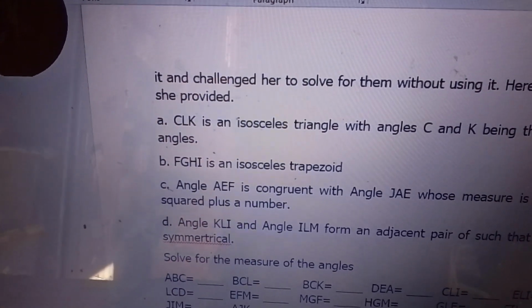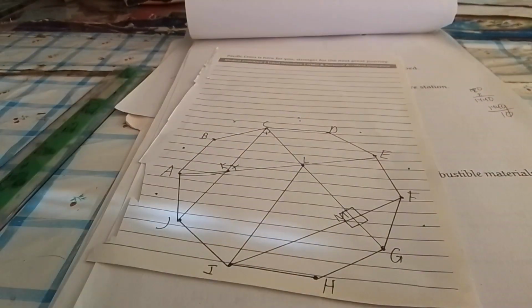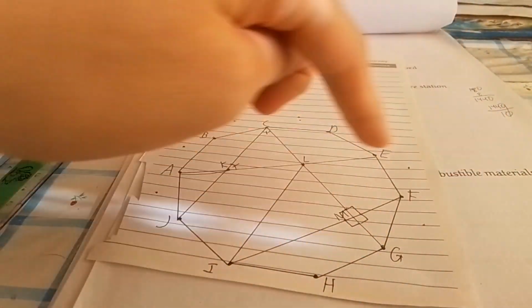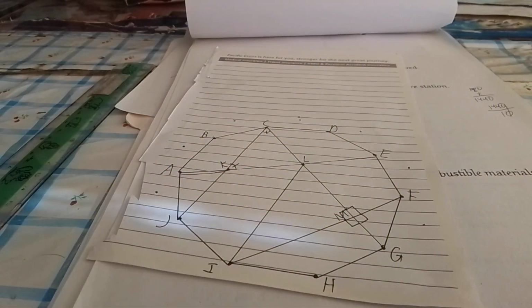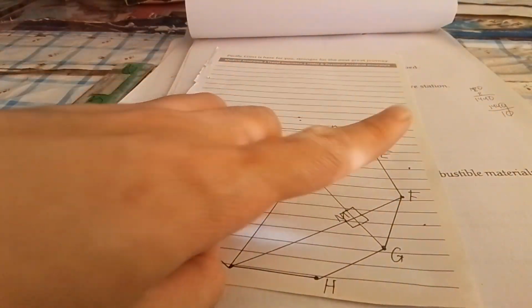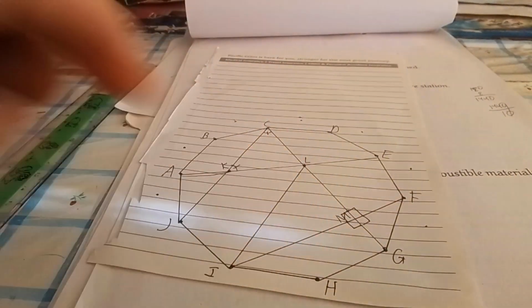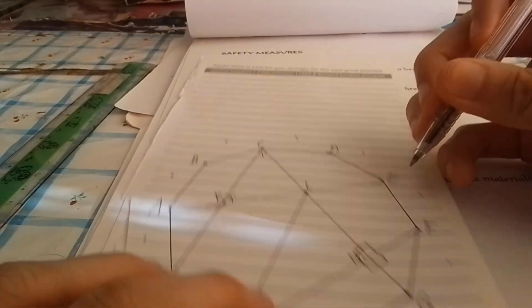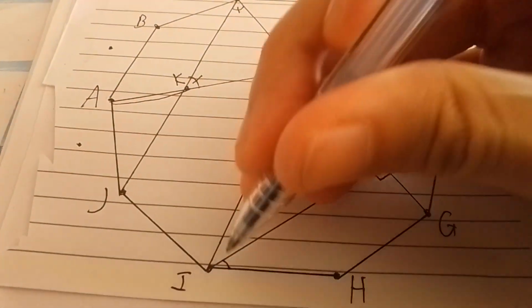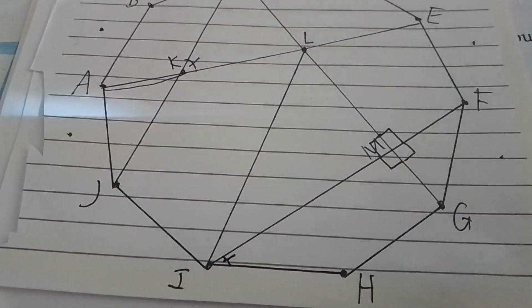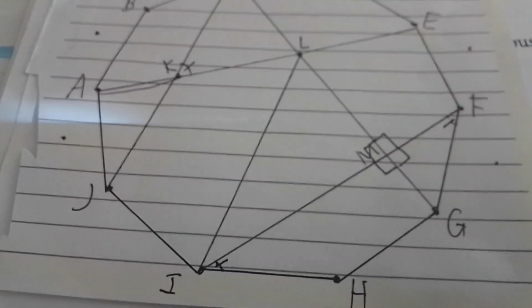FHGI is an isosceles trapezoid. Where do you see FHGI based on the figure? Ito, very good. FGHI. And then, there's a line. And then sabi dito, it's an isosceles trapezoid. When we say isosceles trapezoid, ibig sabihin, a pair of angles are congruent. Ayan. So, ganito siya, di ba? To zoom in a bit closer, angle I has an isosceles mark, and angle F also has an isosceles mark. Yan. So, it should just look like that.